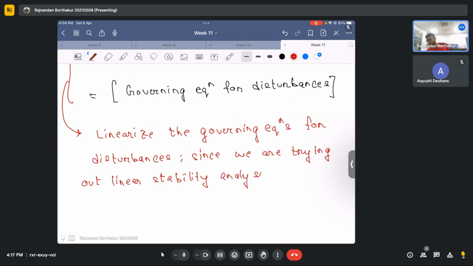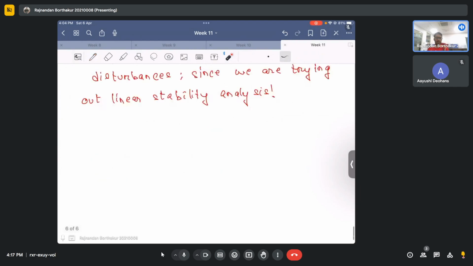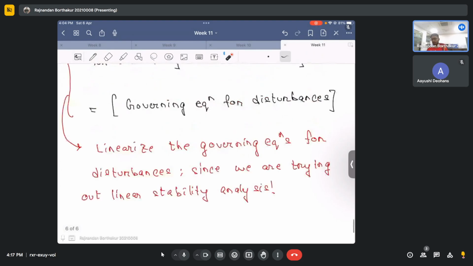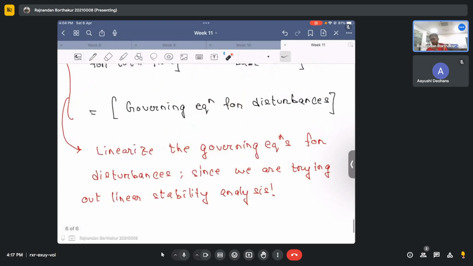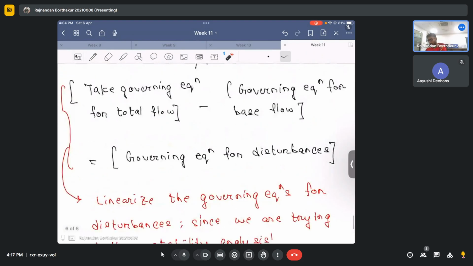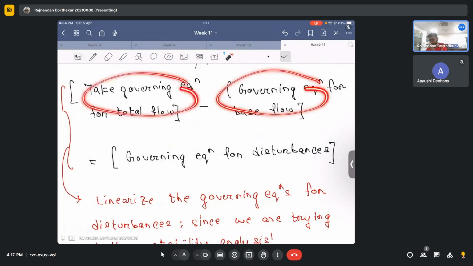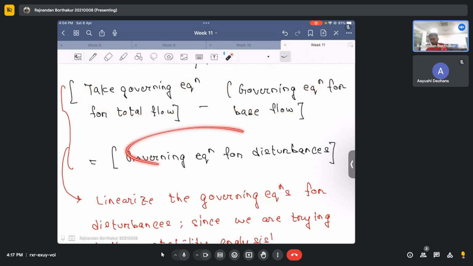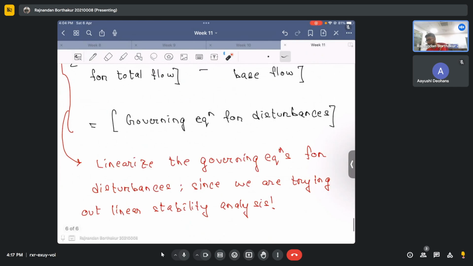So once we do the subtraction, that is, we subtract the governing equation of the base flow from the total governing equation, we will get the governing equation for disturbance. But that won't help us so long as we don't linearize the problem, because we already said that we are looking for linear stability analysis, which means that I would just give an example.